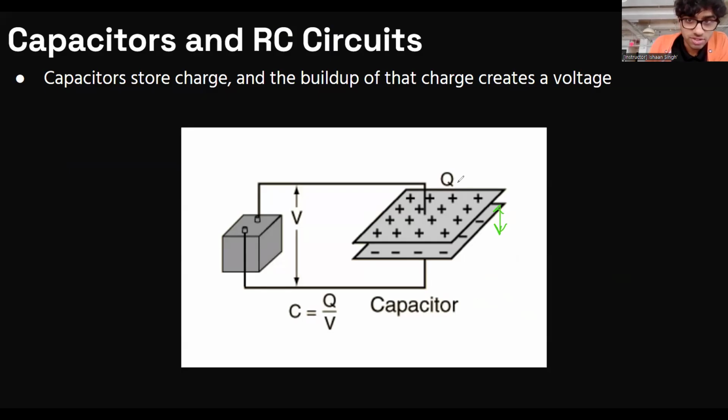Okay. Now I have a question for you. If we have a bunch of positive charges up here and a bunch of negative charges down here, why is that a voltage? Why does that create a voltage?